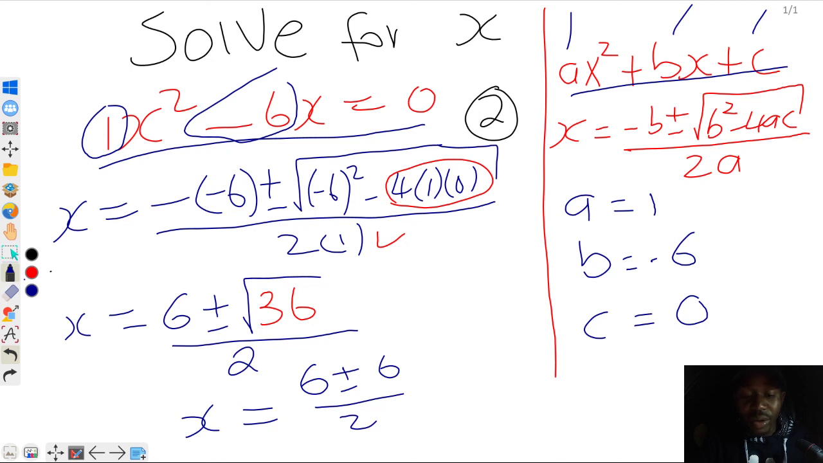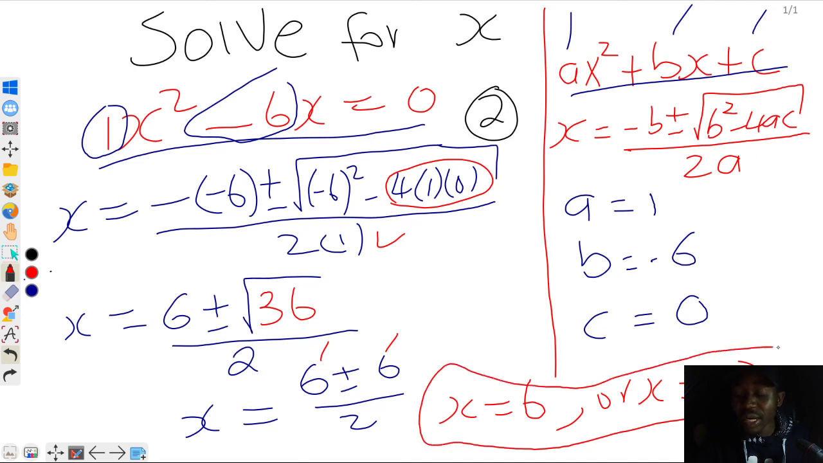From here we do 6 plus 6, using the plus sign first, and it's 12 divided by 2, which means x is equal to 6. Or x is equal to, using the negative sign, 6 subtract 6, we get 0, and 0 divided by anything is 0. So you see that we still get the same answer, but unfortunately this is a long method.